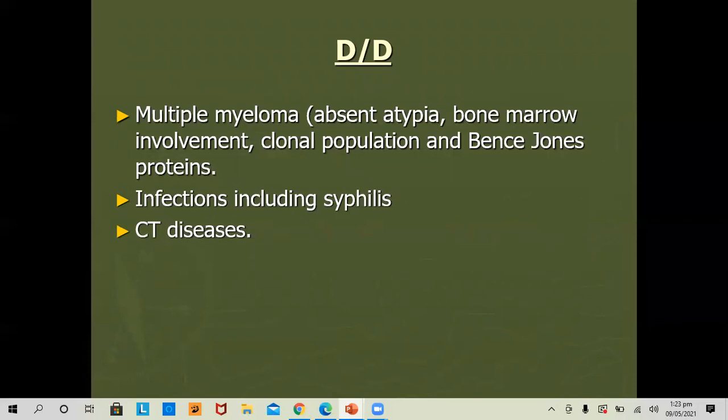And it should be excluded from secondary syphilis, because secondary syphilis is also characterized by plasma cell infiltrate surrounding the blood vessels, but also characterized by endovasculitis or vessel wall narrowing, then connective tissue diseases.